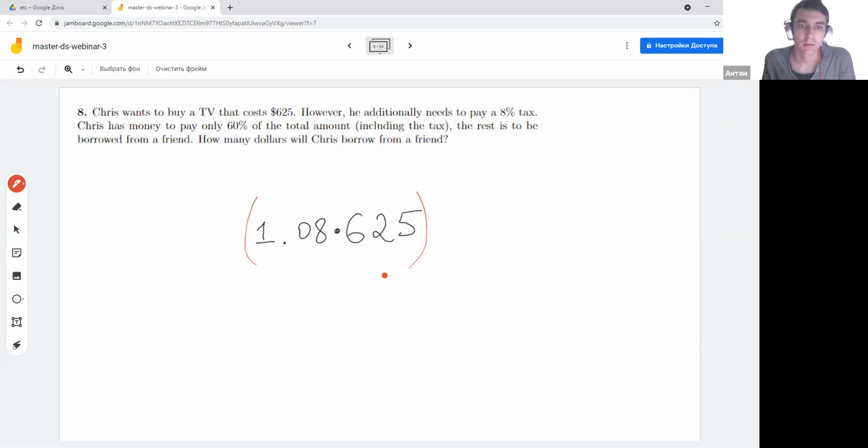And then he possesses only 60% of this amount. So the remaining 40% of this amount will be borrowed. And we want to compute this 40% of this amount. If you compute it, you can do it with pen and paper in a couple of minutes. I just did it already, so I will not repeat it. I'll just write an answer here, but it is a basic arithmetic problem now. So the answer is this.